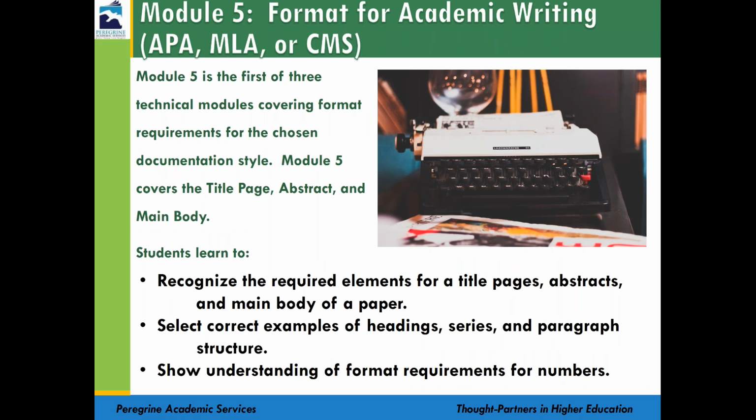Modules 5, 6, and 7 cover the technical aspects of academic writing for your school's particular documentation style. So if your school is using APA, MLA, or CMS, you would specify when you chose the course which documentation style you're using, and then these 3 modules would have the rules for that particular style. Module 5 talks about the body of the paper: the title page, abstract, table of contents, tables, figures, appendices, that type of thing. So this covers the technical creation of your paper and knowing the requirements for each of those styles.